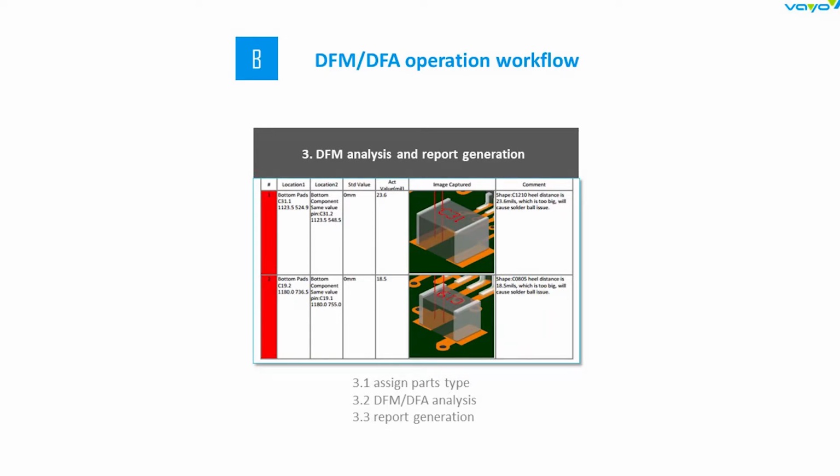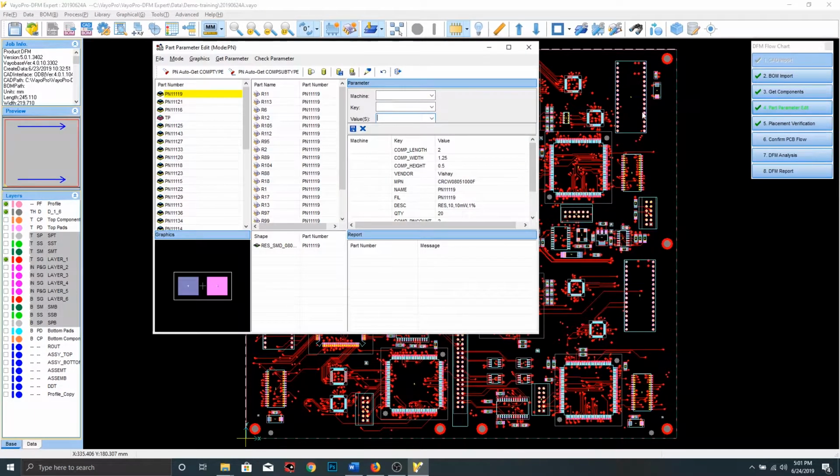We've virtualized PCB assembly for this product. Next, we'll perform DFM DFA analysis and generate the report. Before running the analysis, we should make proper configurations. Our checking rules are based on component type. We need to make sure each part has a type attribute assigned.